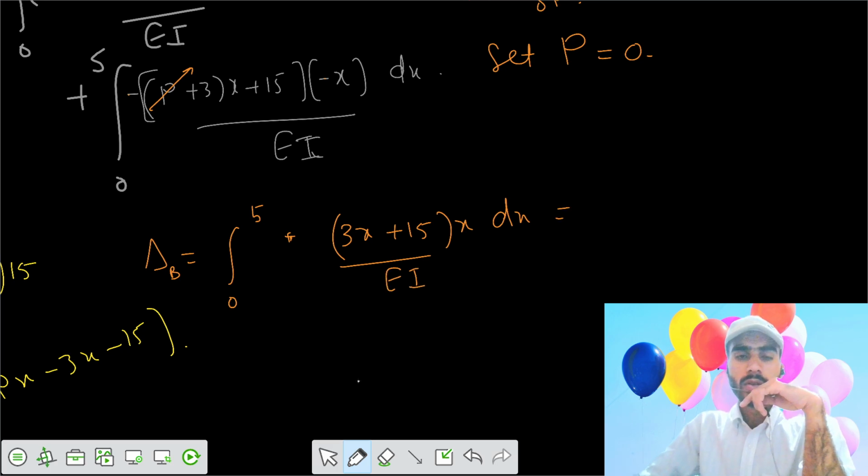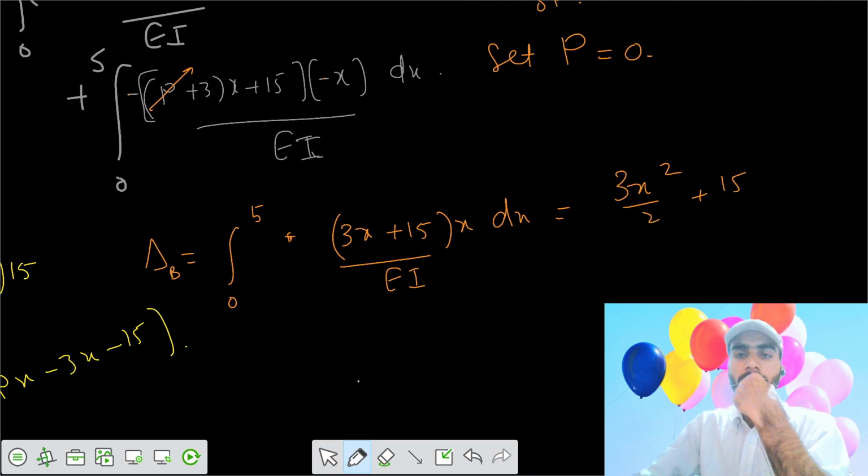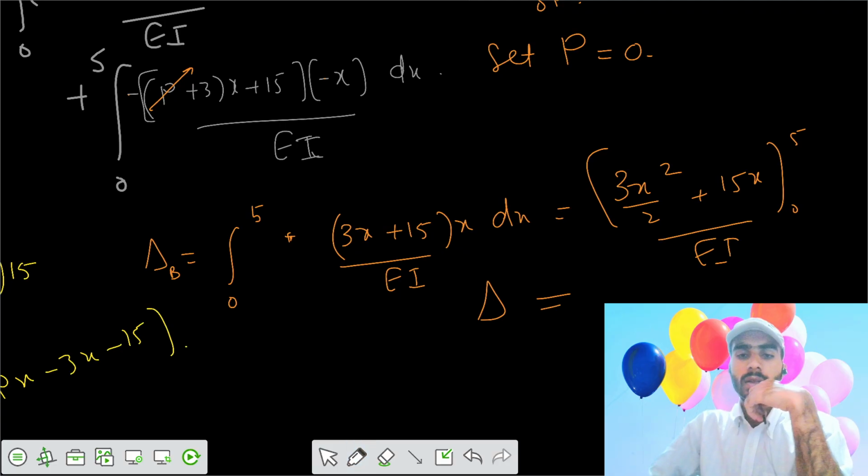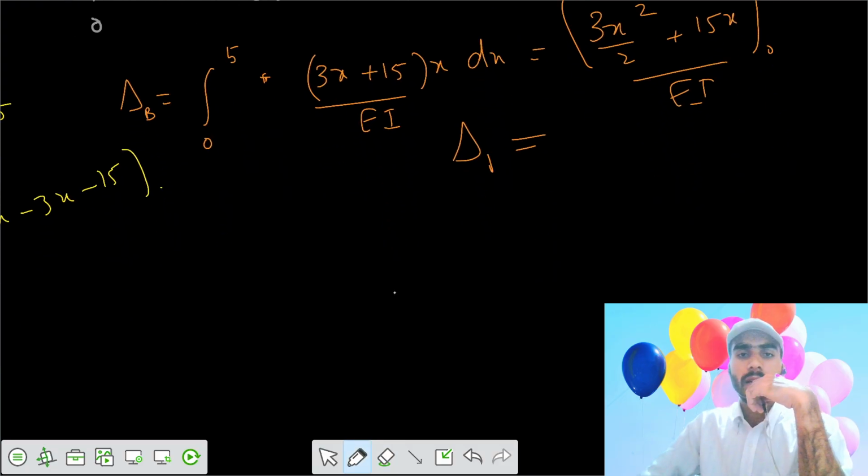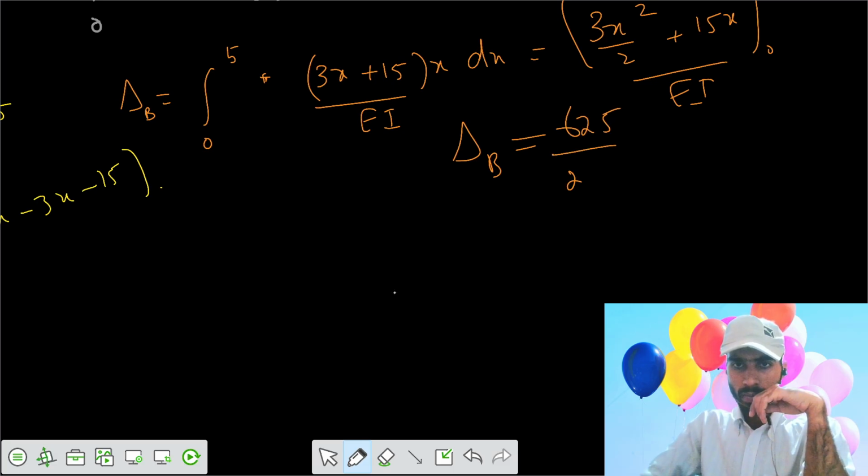So you solve it. You can also solve it in your calculator. So you write 3x square by 2 plus 15x, 0 to 5, and by EI. So you get the value of delta at b, that comes out to be 625 by 2 EI.